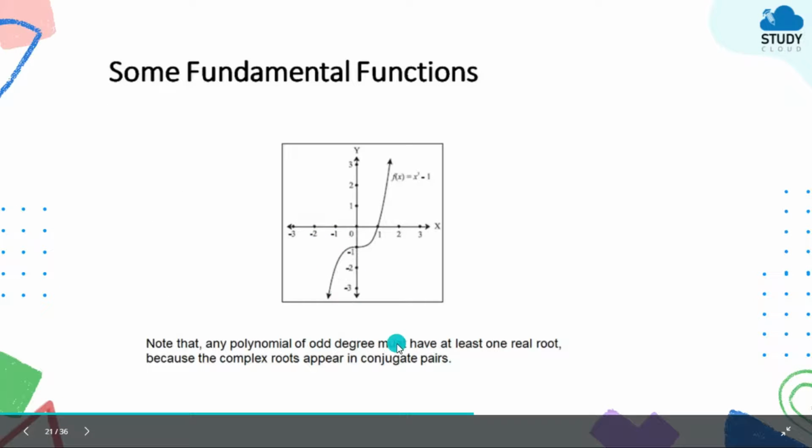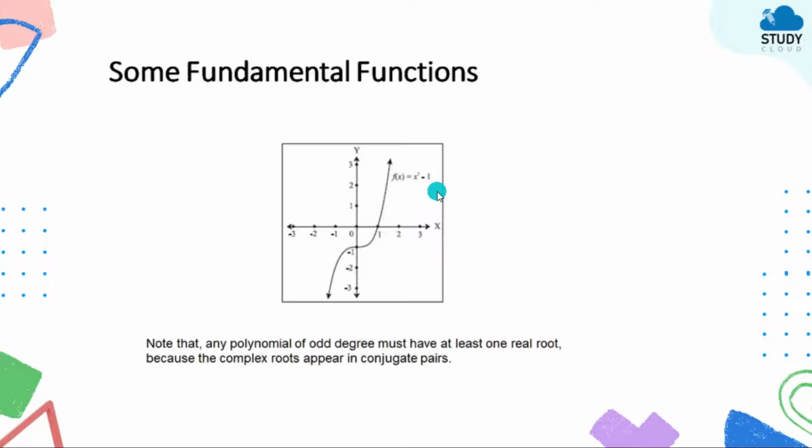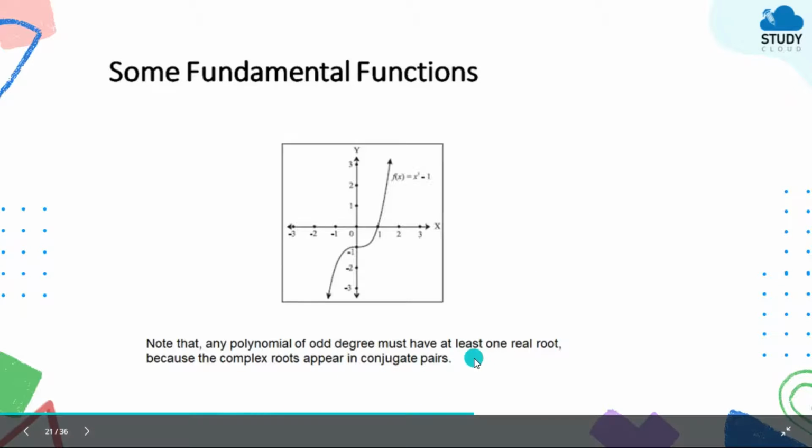See, this is the graph. Note that any polynomial of odd degree must have at least one real root because the complex roots appear in conjugate pairs. This is the graph of x^3 - 1. Complex numbers are numbers which have imaginary parts. Conjugates are when you invert the sign of the imaginary part of the complex number. So the complex roots appear in conjugate pairs.